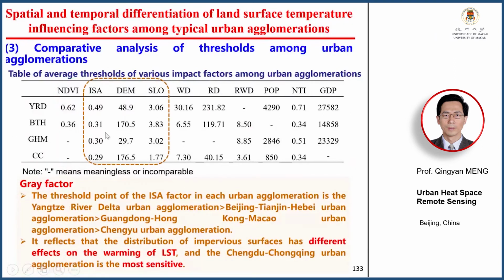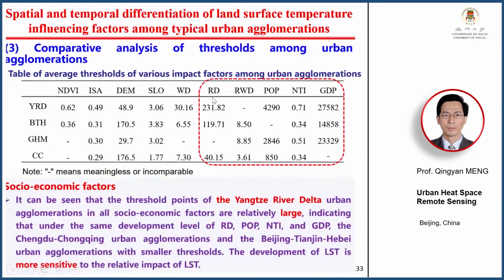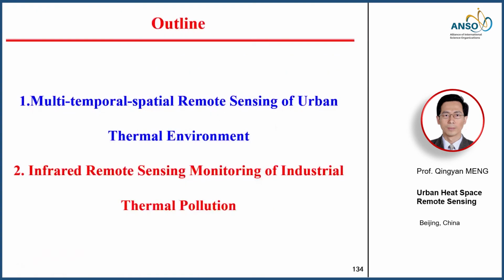And for the gray factors, water density, and the social economic factors, there are also thresholds. We can study it profoundly, and I think it lays the foundation for the mitigation of the urban heat island and understanding what the changing trend is. Okay, that's the first part.